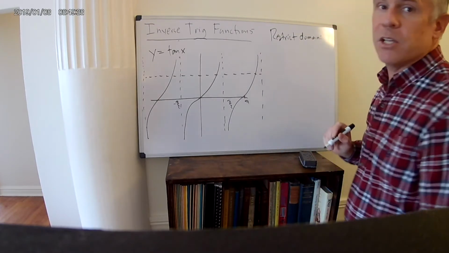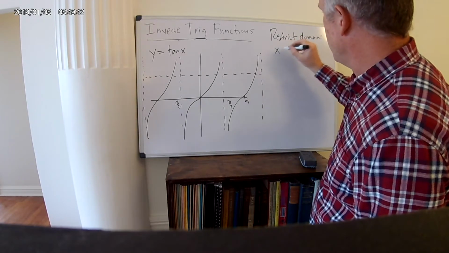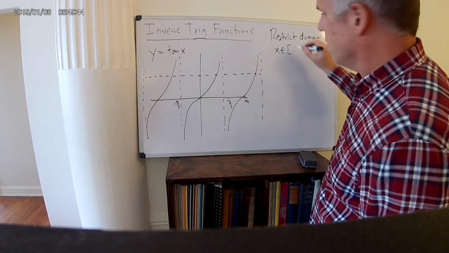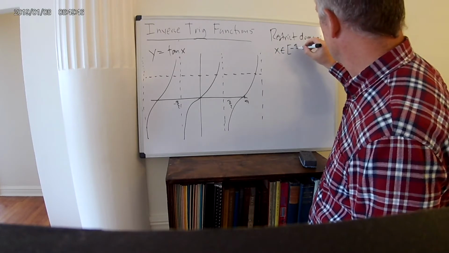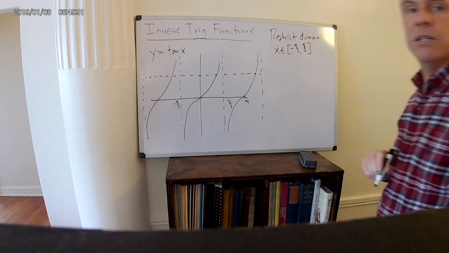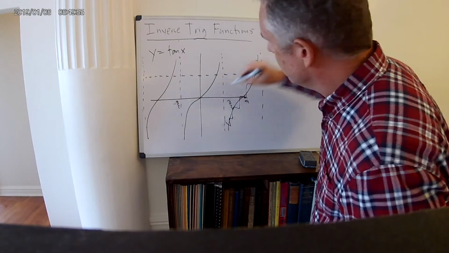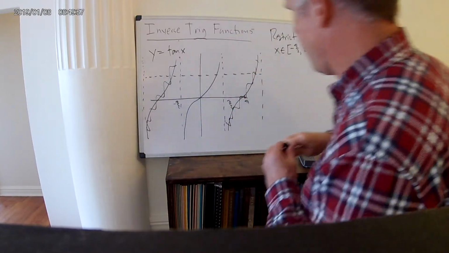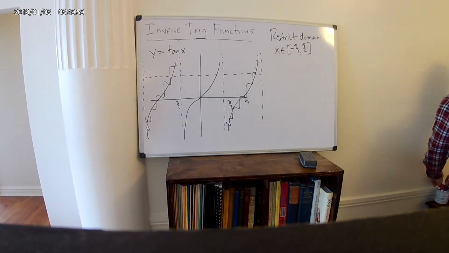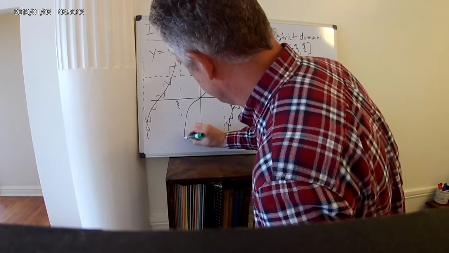See if you can guess what we restrict the domain to. We restrict the domain to x belongs to minus pi over 2 to pi over 2. That's our restricted domain, okay? So basically, we're going to get rid of all this stuff, get rid of all this stuff, and we're going to restrict the domain to just this.